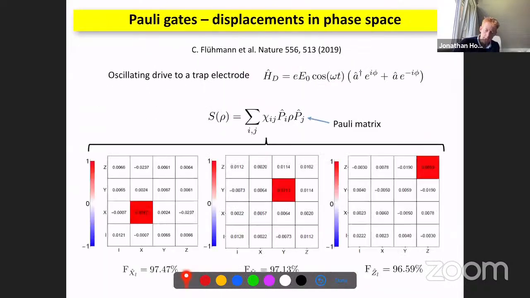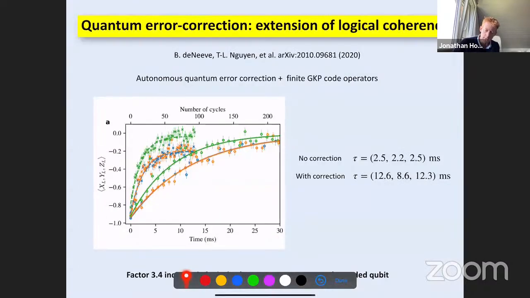So I'm going to flick through this stuff. There's a lot of stuff we did with that, but I don't have time to talk about it. Just to say that in the last year, we were able to perform quantum error correction for the first time in this system. And what we see of our logical state, if you like, we look at the Pauli observables of our logical state. We see that if we don't do correction, we get fast decay. But if we perform correction, then we can extend the lifetime of our logical qubit by a factor of about 3.5. So I think that's the biggest extension of any logical coherent qubit that anyone was able to perform to date.